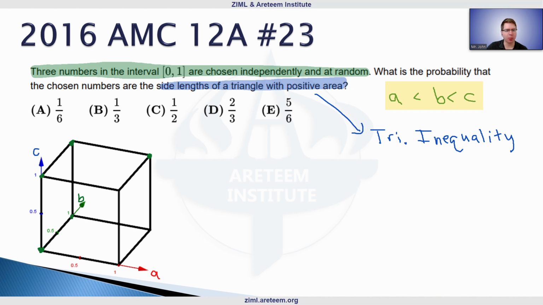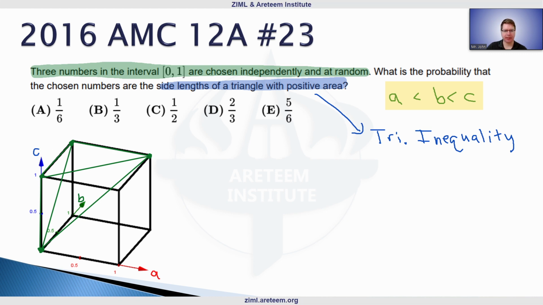I do want to point out, even though we're not going to do too much with this, and let me just clarify, we do not have B equals 1 unless C equals 1. So we actually have this pyramid here, this triangular pyramid, if you like. That is the region we're looking for here.